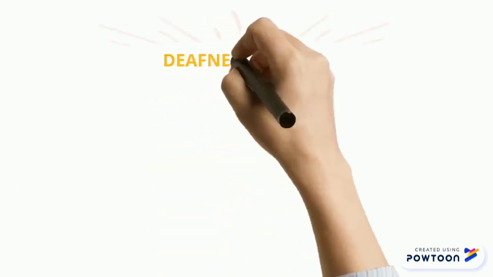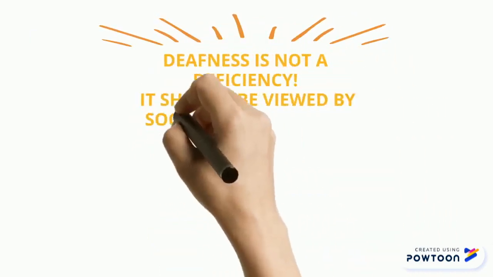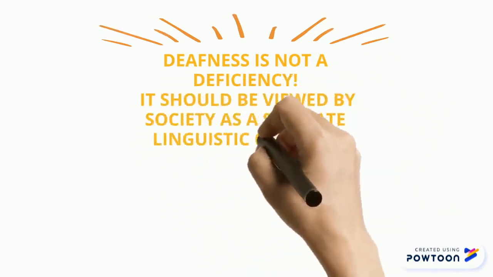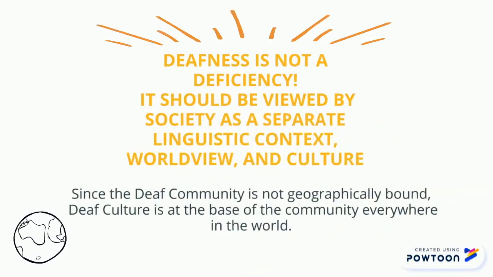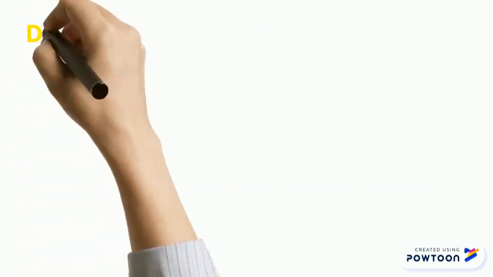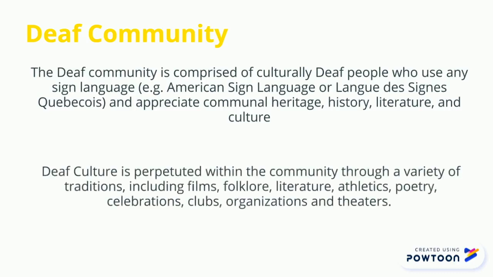One of the most important things to the deaf community is that society shouldn't view deafness as a deficiency, but rather as a completely separate linguistic context, worldview, and culture that is intertwined and interconnected all around the world. The deaf community encompasses all culturally deaf people, which might at times be hearing members, such as the family or friends of a deaf member. And it is the community that is in charge of perpetuating deaf culture through the arts from generation to generation.